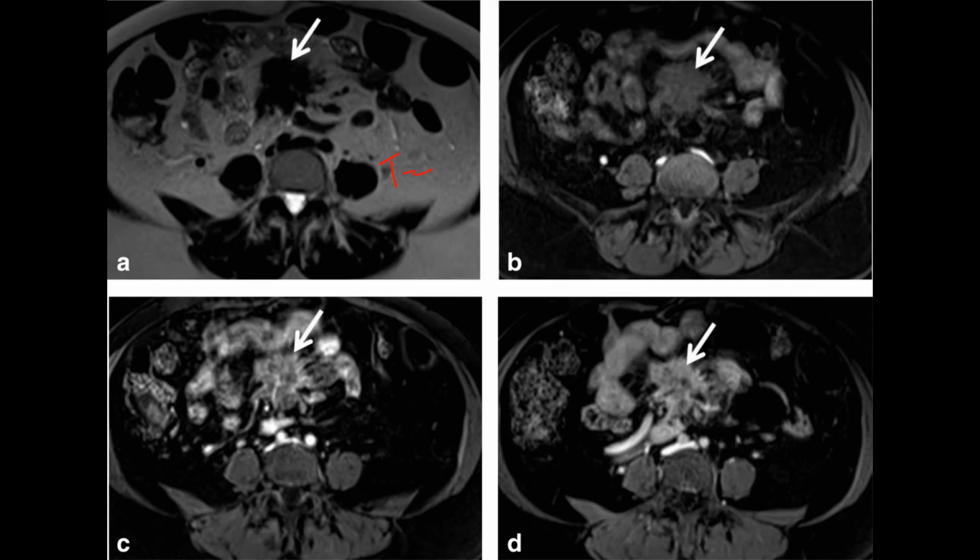This is one more case in which this is a T2 weighted image. This is a contrast enhanced. This is a T1 weighted image without contrast. This is T1 pre-contrast. This is T1 post-contrast in arterial phase. This is a delayed phase.